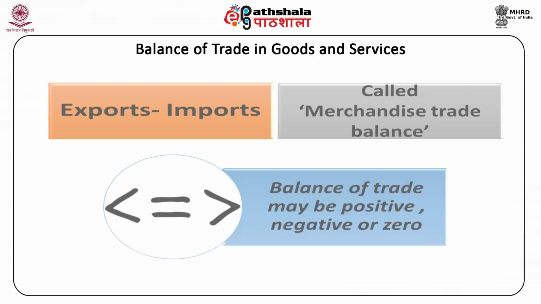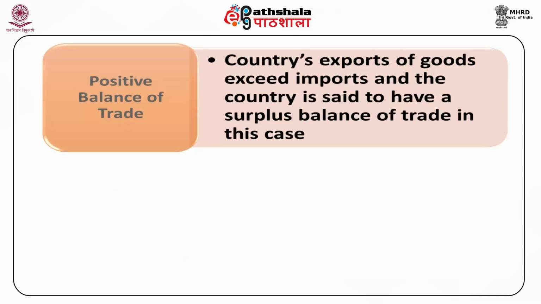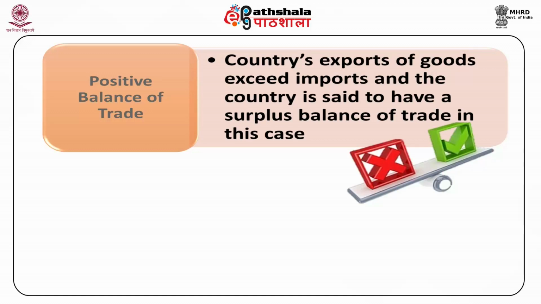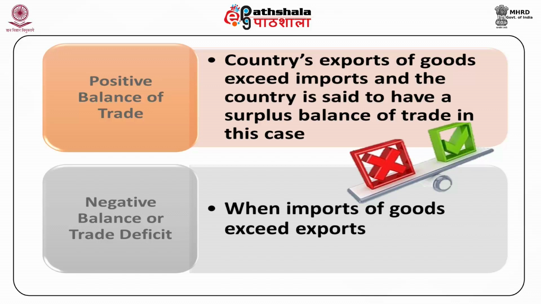The balance of trade may be positive, negative, or zero. A positive balance of trade indicates that the country's exports of goods exceed imports and the country is said to have a surplus balance of trade in this case. When imports of goods exceed exports, the country has a negative balance or trade deficit.